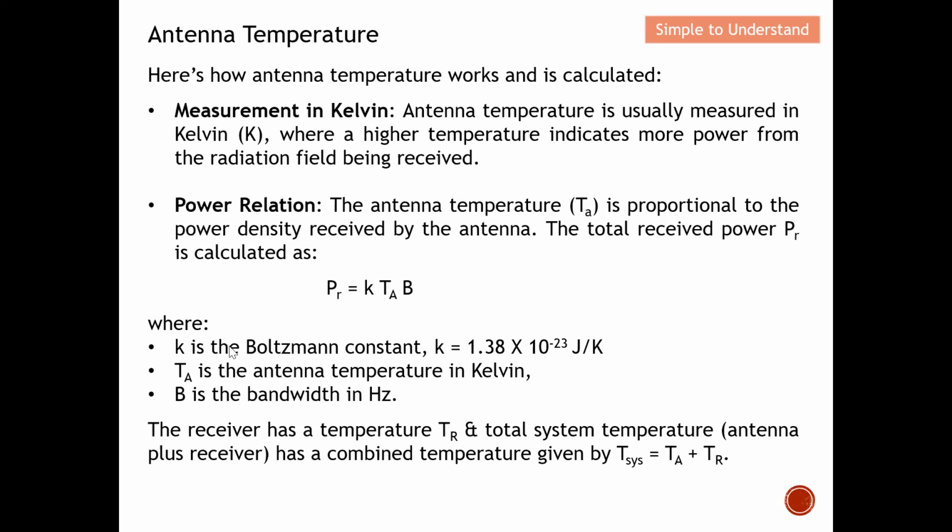K is the Boltzmann constant. TA is the antenna temperature. Keep this in mind, they must be in Kelvin. B is the bandwidth. The receiver has a temperature TR, which belongs to the receiver. Hence the total system temperature is simply the antenna temperature plus the receiver temperature.